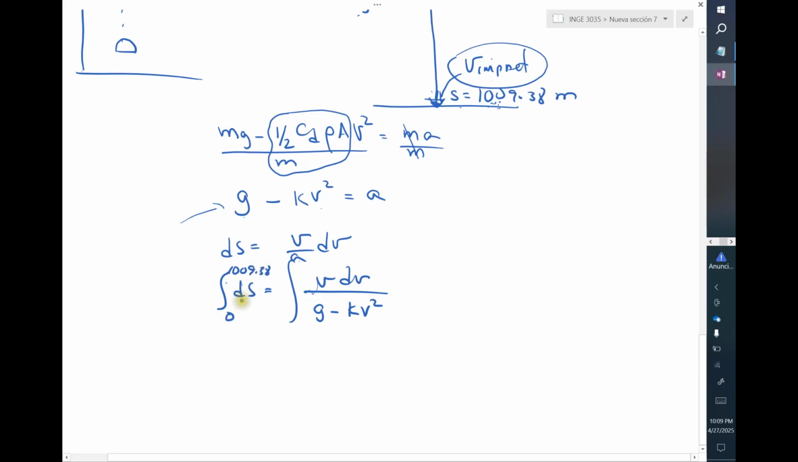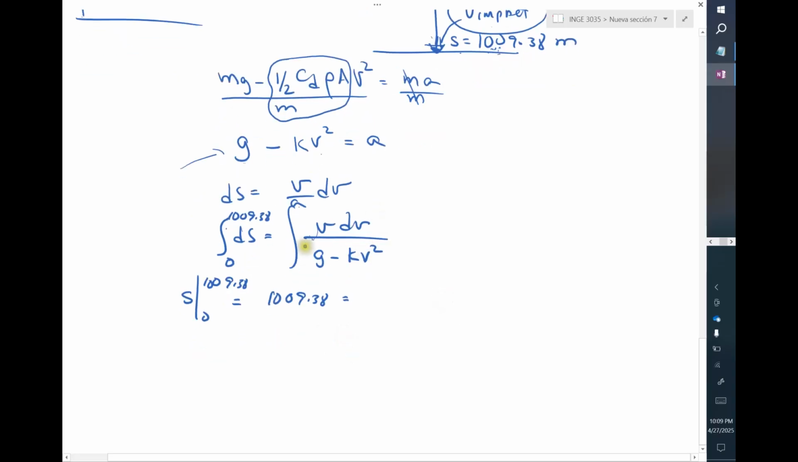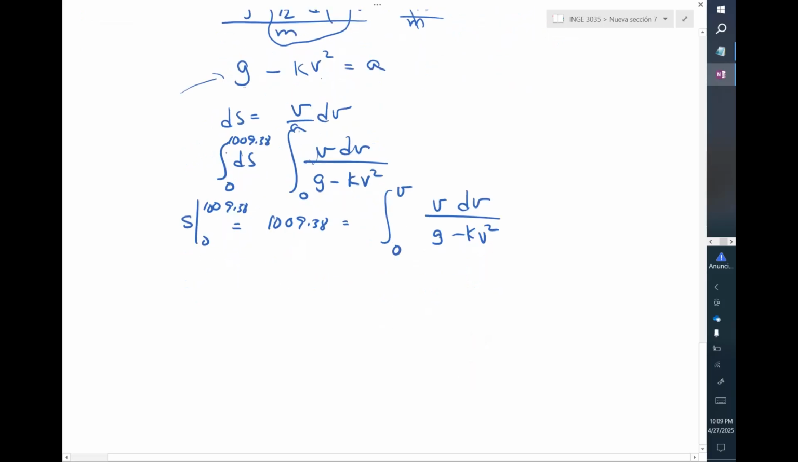So the integral of the left side is s evaluated between 0 and 1009.38, which eventually is 1009.38, and that has to be equal to the value of the integral of the right side. So that will be the integral from 0 speed to a velocity v, I don't know what it is, of v dv over g minus kv squared. As I did before, this is straightforward.